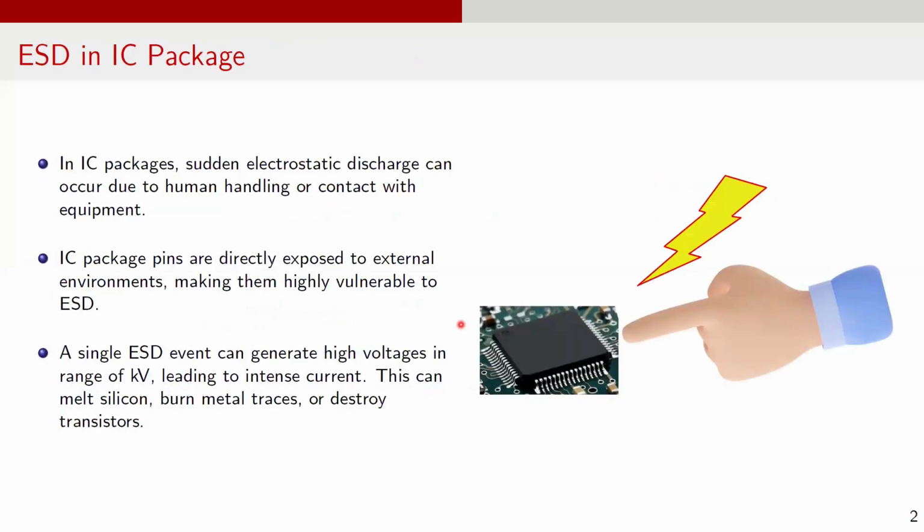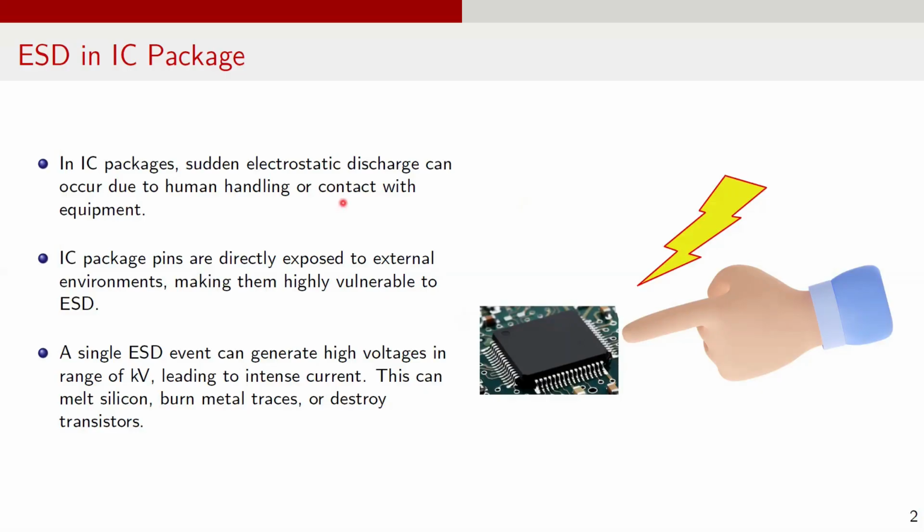Now let's discuss how an ESD event can reach the chip and damage the semiconductor devices. To understand this, we must know that the interface between a chip and the outer world is the IC package. IC packages provide the electrical and physical connection from the board to the chip. IC package pins or leads are the primary entry points for ESD events.